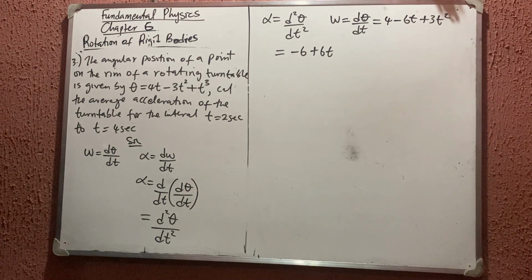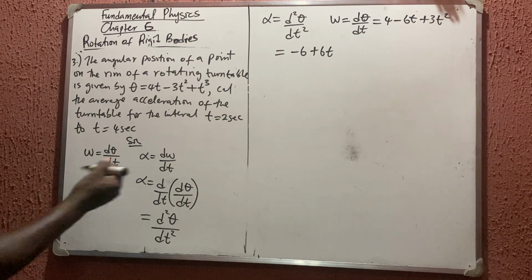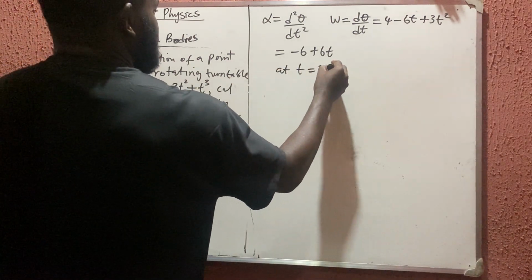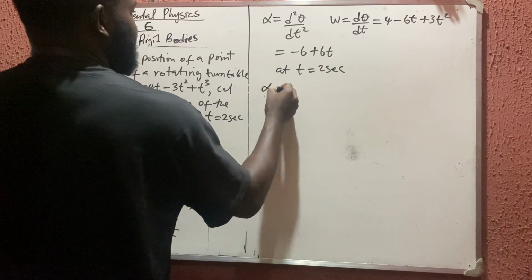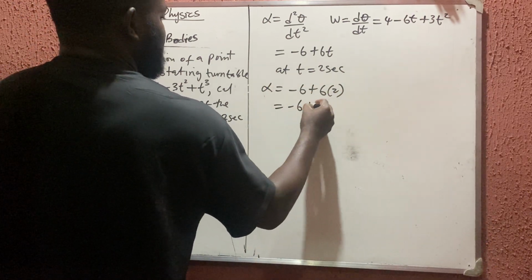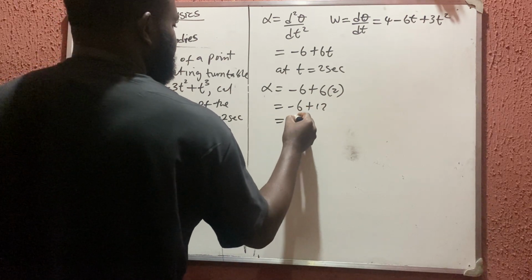Then I gave you the interval, the range. For the interval, I'm going to put my t to be 4, and then put my t to be 2, and then we get our final answer. So now at t equal to 2 seconds, alpha is equal to minus 6 plus 6 into 2, which is minus 6 plus 12, which is equal to what?